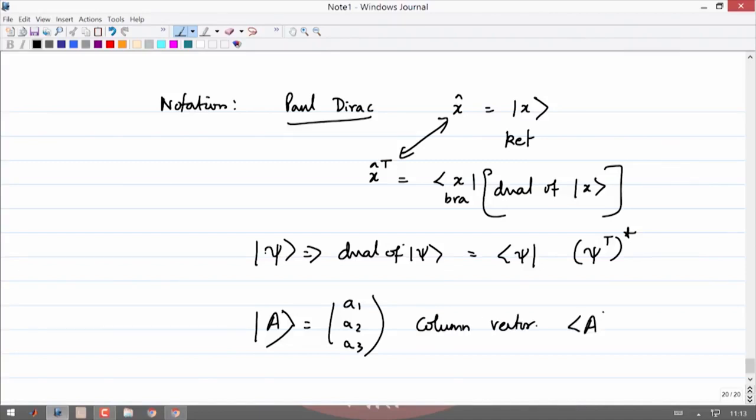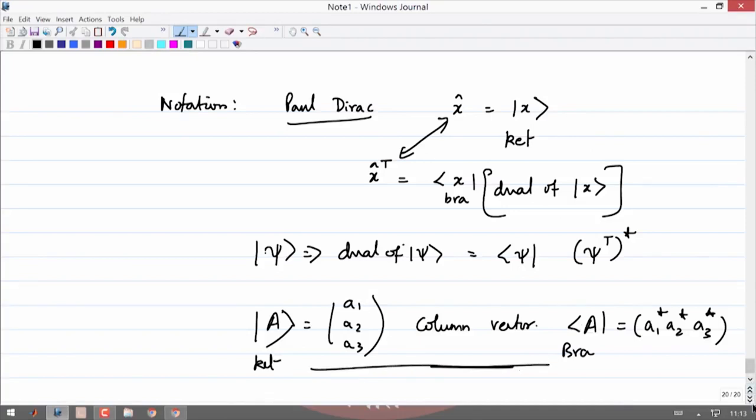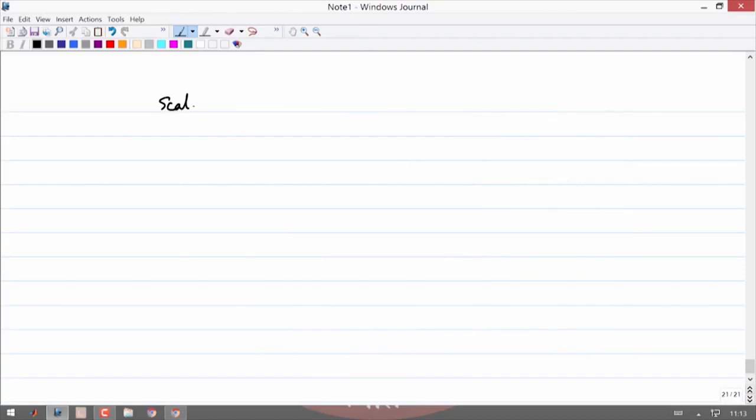The dual, the bra vector. This is the ket vector; the bra vector is A1 star, A2 star, A3 star. So, you see that it is not only the transpose of this column vector into a row vector, but it is also the complex conjugate of the elements. This is the formal definition of the bra ket, and the scalar product of two vectors, or a vector with itself, is written as A with the connector C. So, this is called the bra and ket.